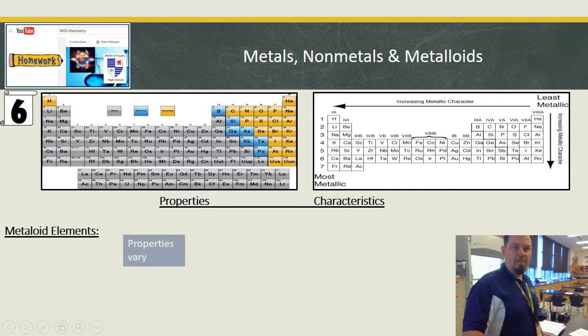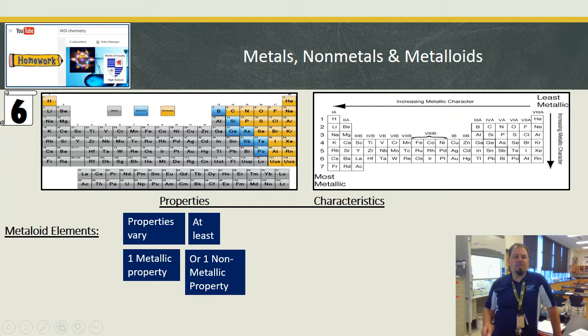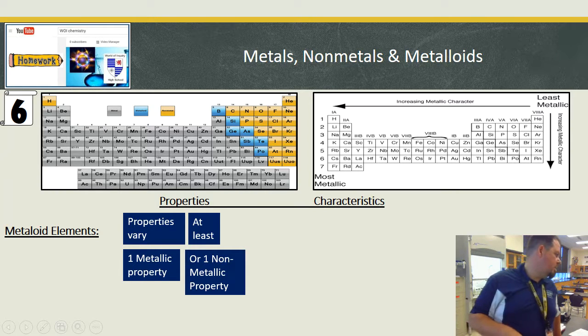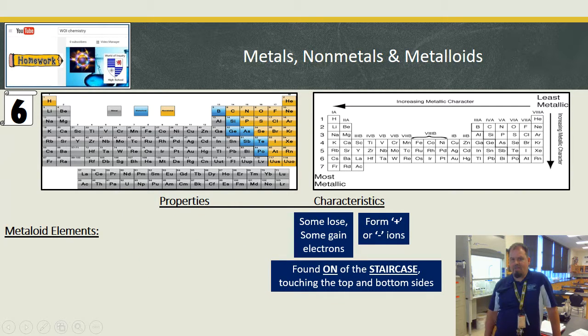Metalloid elements specifically, their properties vary. The rule is they need at least one metallic property or one non-metallic property. Okay, their properties vary otherwise. So like silicon really acts like a non-metal, but dude, it conducts electricity. Everything else is like a non-metal, so it works great when we're making silicon chips for microchips. Okay, it's not all metallic; only certain pieces of it can conduct electricity.